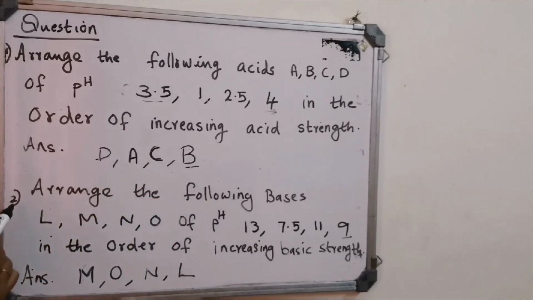Question number 2. Arrange the following bases L, M, N, O of pH 13, 7.5, 11 and 9 in the order of increasing basic strength. In the case of bases, the higher the pH, the higher the basic strength. So the base of pH 7.5 will have the lowest basic strength and the base of pH 13 will have the highest basic strength. So this is the order M, O, N, L.